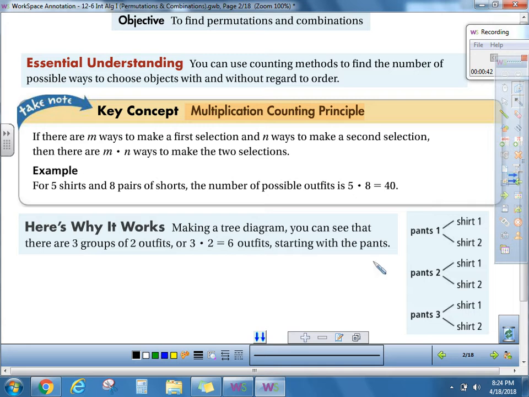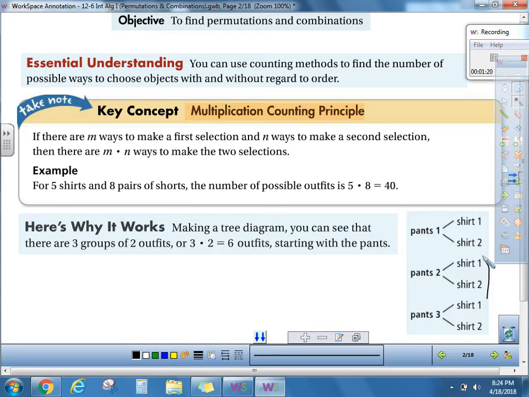So if we look at this first tree diagram, we are packing for a weekend trip, and we have 3 different pairs of pants. Pant 1, pant 2, pant 3. What you can do is make a tree diagram here and pair each pair of pants with shirt 1 or shirt 2. So you could wear your first pair of pants with your first shirt or the second shirt. You could wear your second pair of pants with your first shirt or your second shirt. And you could wear your third pair of pants with your first or your second shirt.